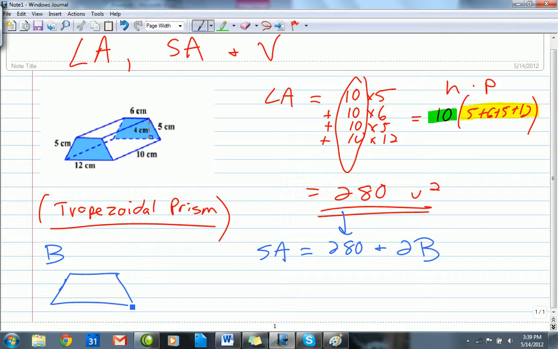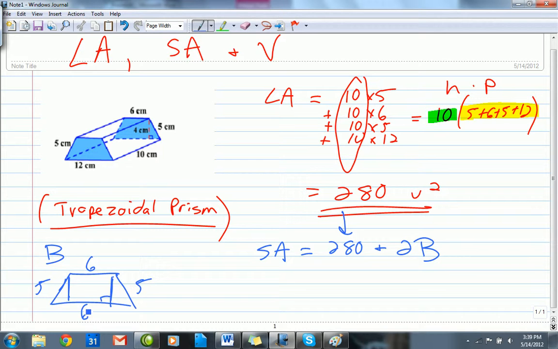Alright, so that's what my base looks like. It's 5 here, it's 5 here, it's 6 here, and 12 here. We've got to find the area of that, right? It's a trapezoid, so we have to refer back to the area of the trapezoid. Got to drop that altitude, looking for the height. I need that for the whole area of the trapezoid base.